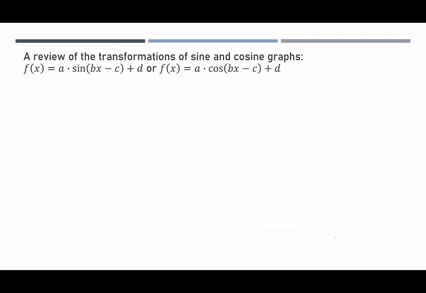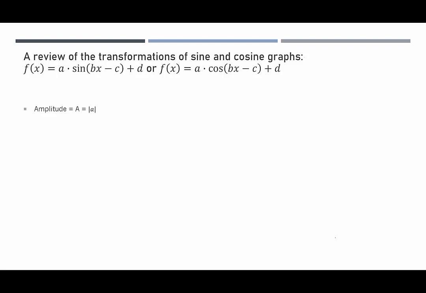Okay, let's just talk about transformations of sine and cosine graphs. Some of this will be review, some of this might be new. We're talking about everything happening. So we have something being multiplied to the function, then we have something being multiplied to x, maybe something being subtracted, and then something being added behind the function itself, which would be that vertical change.